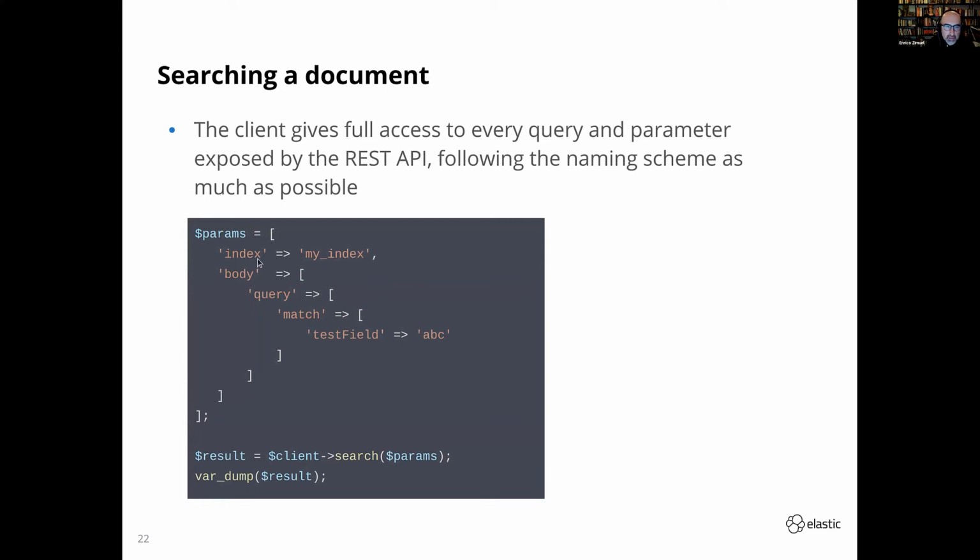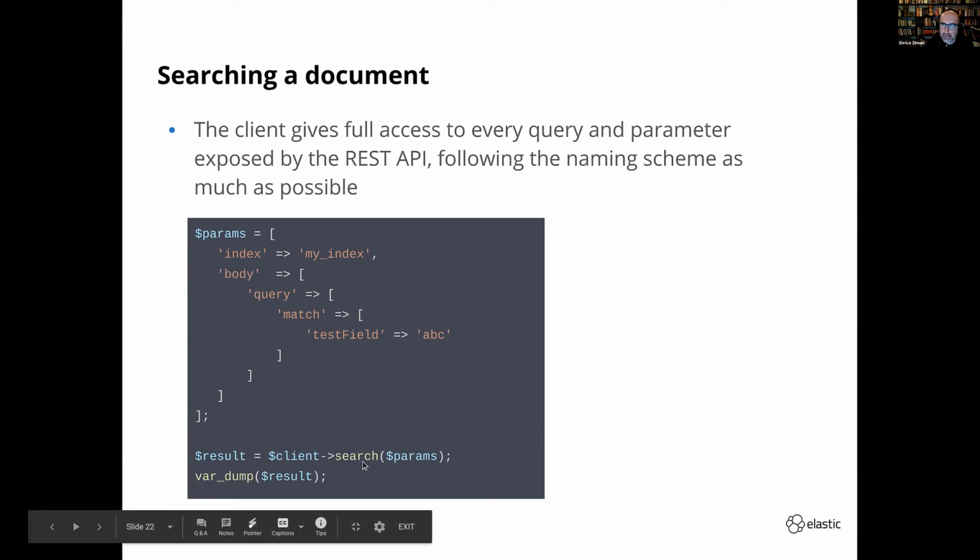So these are the parameters you need to specify: the body, the query. So this is the query, and the match. So basically, here we are specifying that we want to match the specific field name and field value. And we offer the search API, that's it.